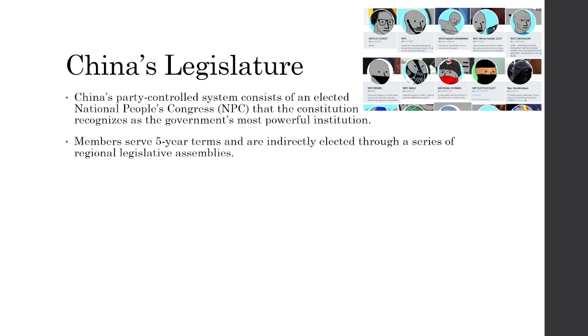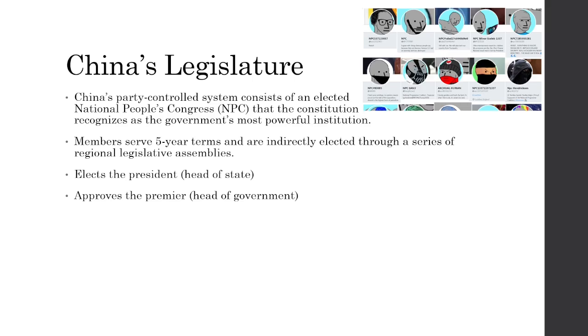No, they're not representing the people. They're representing the Communist Party. So they're indirectly elected through a series of regional communist legislative assemblies. So these assemblies are going to select the National People's Congress. The National People's Congress will then select the president. So again, the people in China are not electing their president. Their head of state is chosen by other members of the Communist Party.